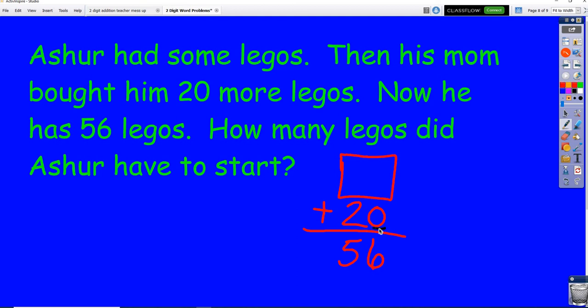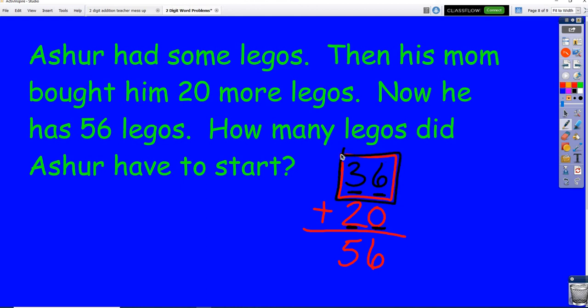So I have to think, well, okay, 0 plus something made 6. 0 plus what makes 6? 0 plus 1? No. Oh, it's 0 plus 6, because 6 plus 0 is 6. Yeah. And then 2 plus something would make 5. 2 plus what makes 5? Yeah, it's 3. 3 plus 2 is 5. So we know that Ashur had 36 Legos to start.